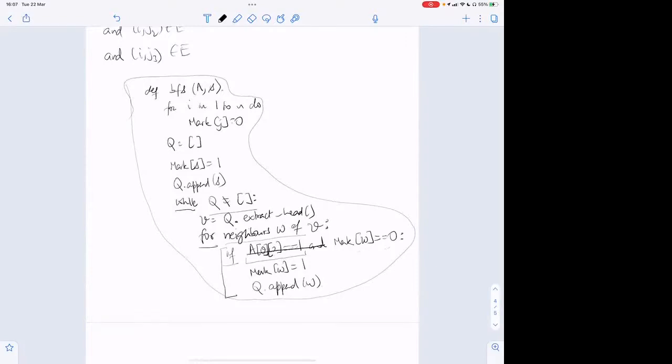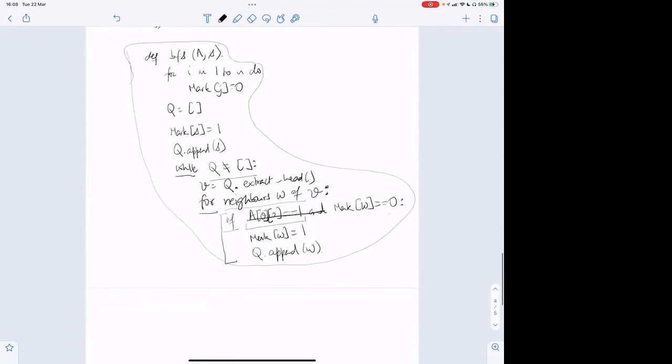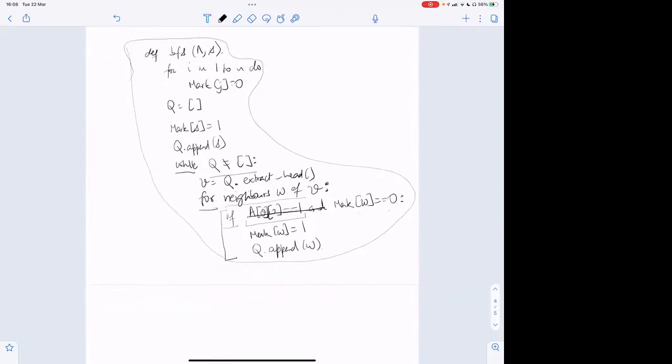So are you with me? Do you agree? Neighbors W of V can be found by looking at the adjacency list for V, and that contains all the neighbors, and I just have to go over all the neighbors. Okay. So now let's do the complexity analysis of this. Now there are still two loops, but how much time does the inner loop take?